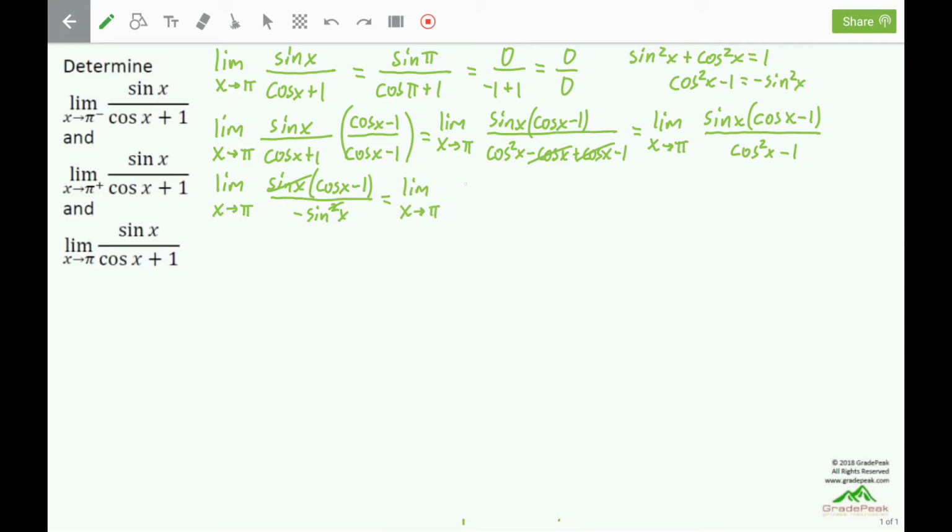What is left will be cosine of x minus 1 divided by negative sine of x. We can now try plugging a pi in for the remaining x's, which will give cosine of pi minus 1 divided by negative sine of pi. Cosine of pi is a -1 minus 1 divided by, and negative sine of pi is a 0.